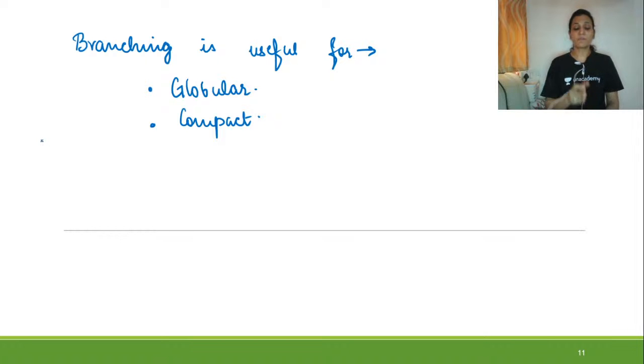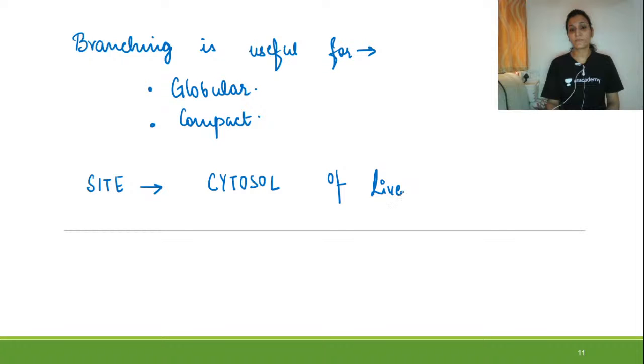So we are talking about glycogenesis, and glycogenesis means synthesis of glycogen from glucose. What is the site? Where does this process actually occur? The site of synthesis is the cytosol. And where exactly? Mainly the cytosol of liver and muscle.